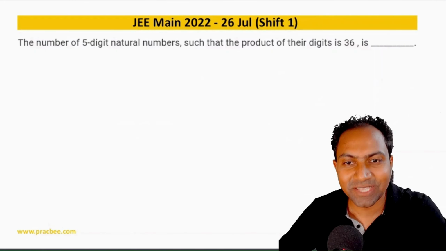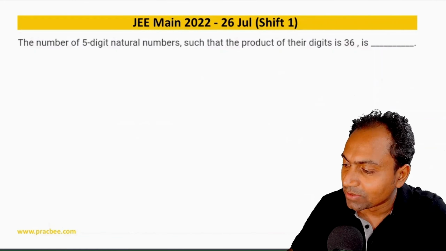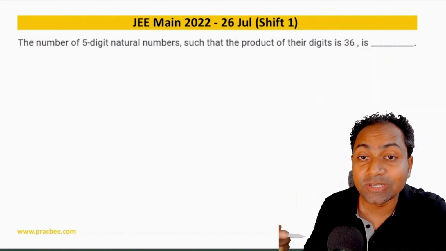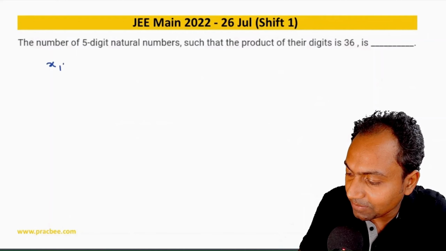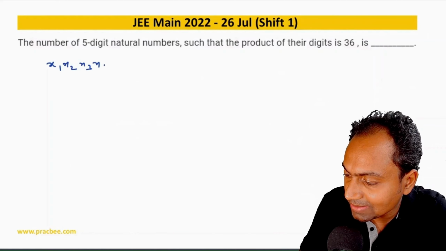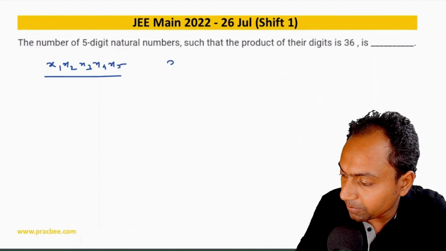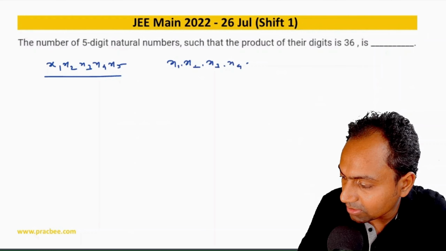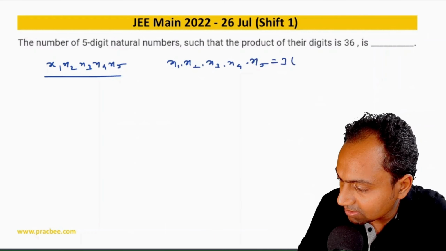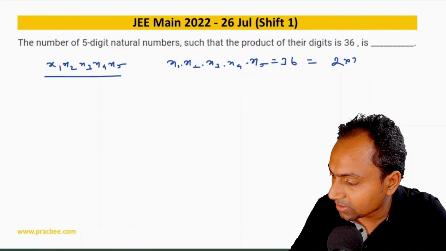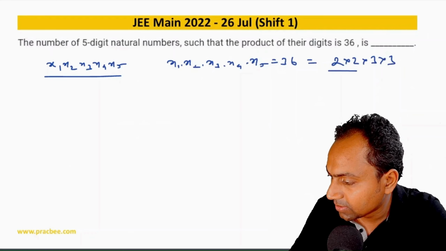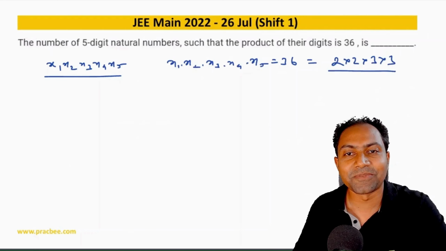Now let us look into another question that was asked in 2022. Unlike the earlier question, where we talked about the sum of the digits, this question talks about the product of the digits. So if I take my 5-digit number as x1, x2, x3, x4, x5, what they are saying is, if I do the product of x1 into x2 into x3 into x4 into x5, this is equal to 36. An interesting thing is, if you factorize this 36, it can be written as 2 into 2 into 3 into 3. So this is how the prime factorization of this number will look like.